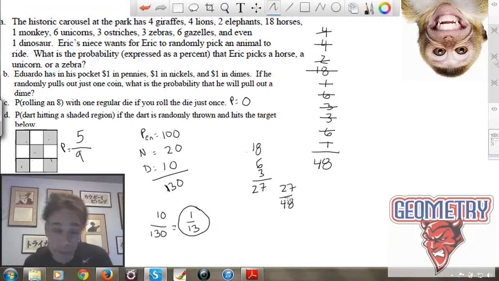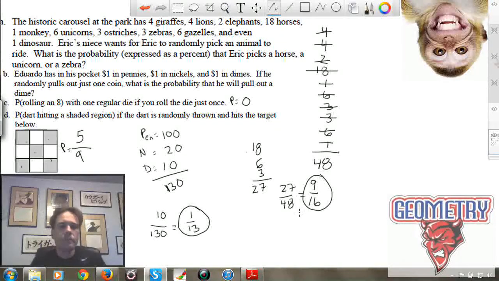And then we can see if maybe that reduces. Just looking at it here, I can see that 27 and 48 are both multiples of 3. 3 times 9 is 27, and 3 times 16 is 48. And that does not reduce anymore. So the probability of him picking a horse, a unicorn, or a zebra is a 9/16 chance.